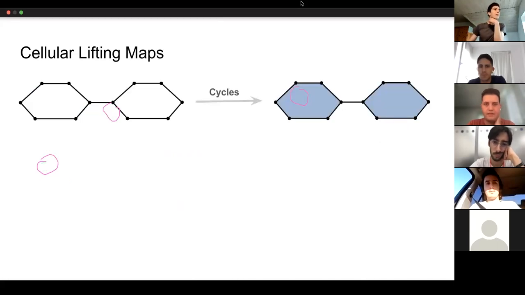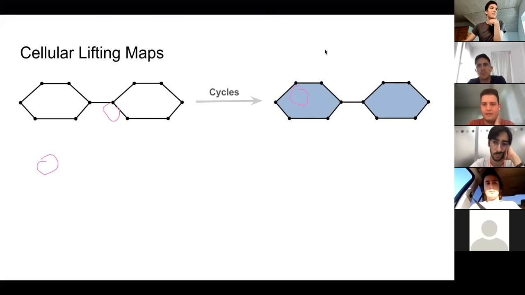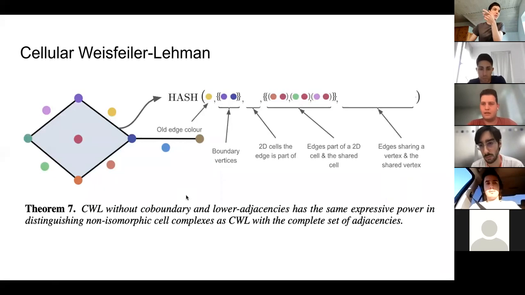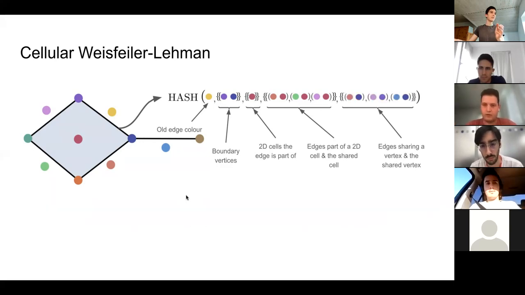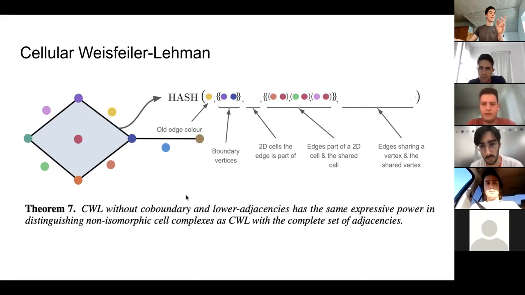Okay. Actually, can I interrupt and go back to that slide? Sure. If we have a 1D complex only, we're only looking at 1D cells, and we only look at the second type of aggregation that is not grayed out right now, then we would have the usual WL test, right? Like if we only look at upper adjacents.